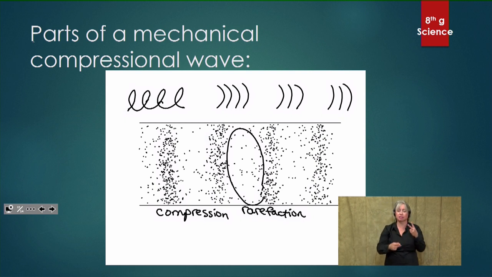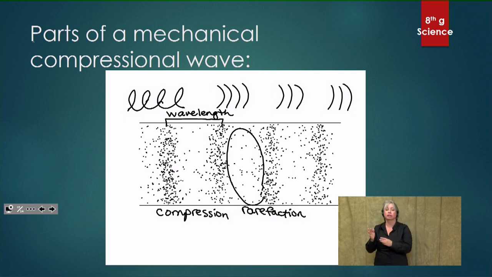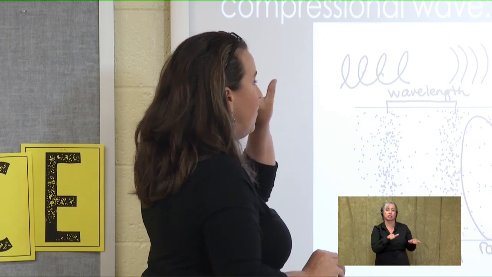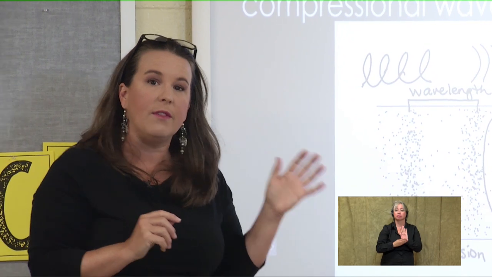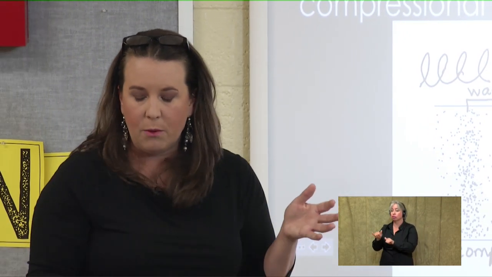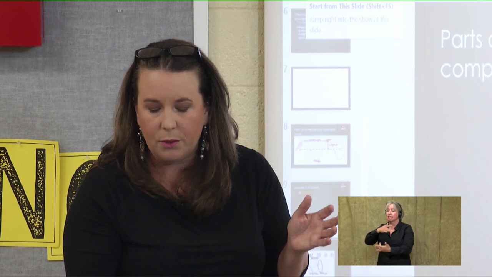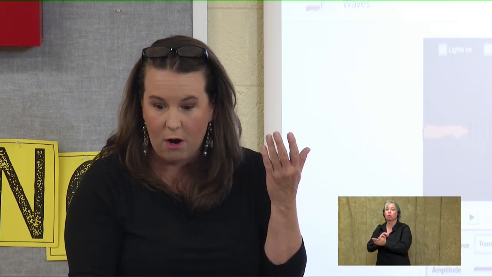And so we have these periods of a compressional wave, and we can also talk about the wavelength of a compressional wave. We can measure that from compression to compression, or we can measure that from rarefaction to rarefaction, similar to the wavelength in the transverse wave, where we can measure it from crest to crest or trough to trough. So I can also show you this with our interactive, which I think is a great way to show concepts that are hard for us to picture.